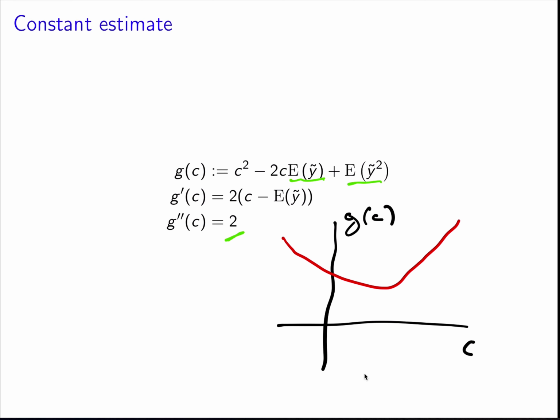And the minimum here, for example, is going to be given by the point where the gradient is equal to 0. And that point is obviously E of y. So the gradient is 0 exactly at the mean. This is a very interesting result. It says that if we want to find the constant that best approximates a random variable in terms of mean squared error, that's exactly its mean.